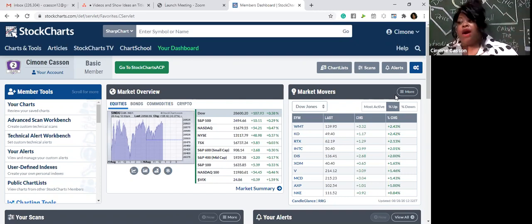So if you don't know, this whole series is all about using the best tools for investors and traders. These are the tools that I use. I don't know if they're the best, right? So you be the judge, see if it works for you.